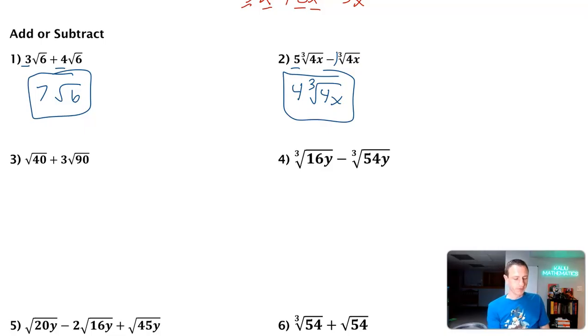On number 3, we have the square root of 40 plus 3 times the square root of 90. Well, to start, they're not the same. They're the same index, they're both square roots, but they're not the same on the inside. They're not the same radicand. That's 40 and 90.